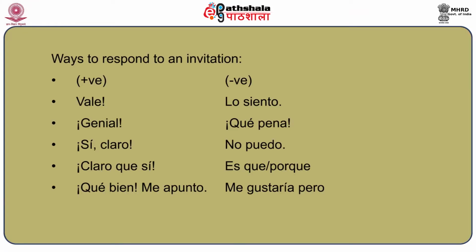Now, after having received an invitation, we also respond to that invitation. We can respond positively or negatively. By positively, we mean that we accept the invitation, and by negative, we mean that we don't want to accept or we want to make an excuse. So if we want to reply positively, then we can use words or expressions like vale, genial, sí, claro, claro que sí, qué bien, me apunto.